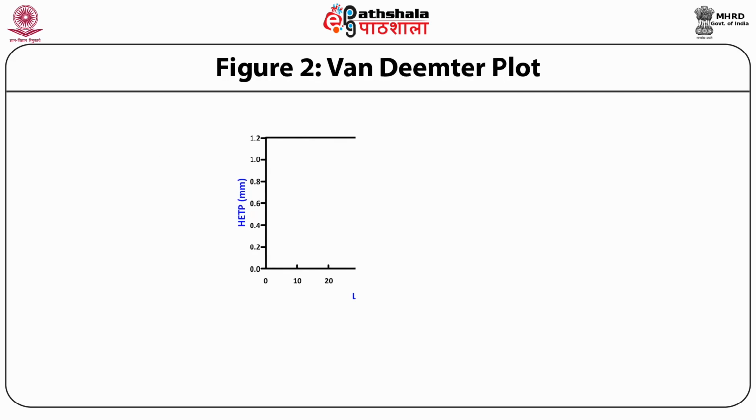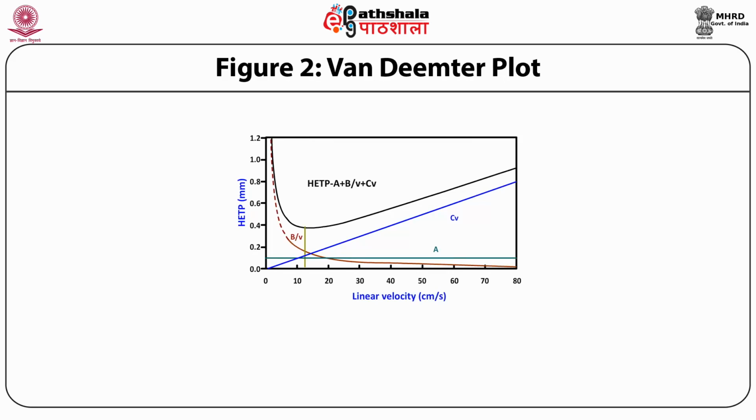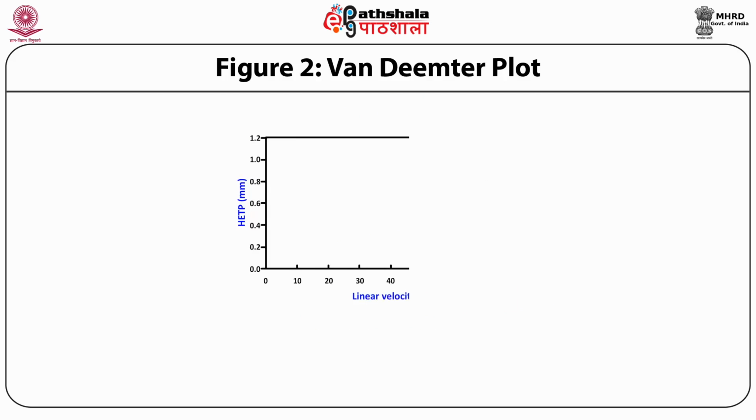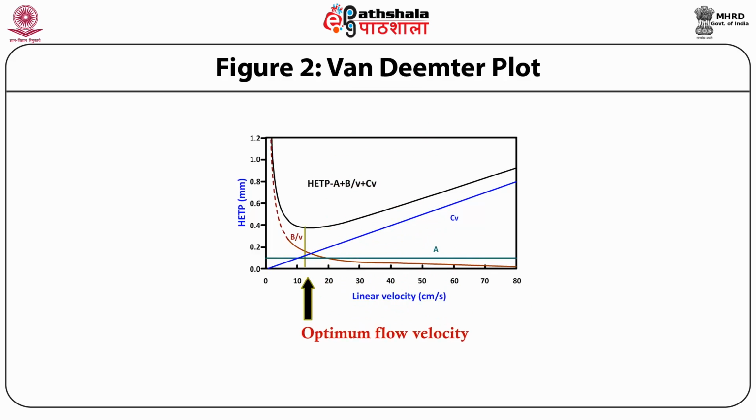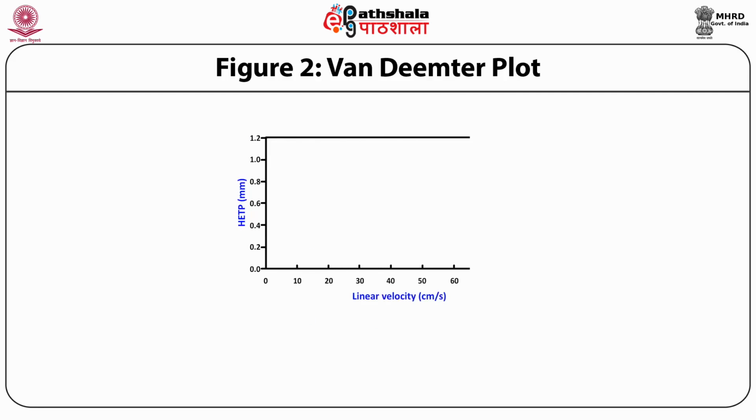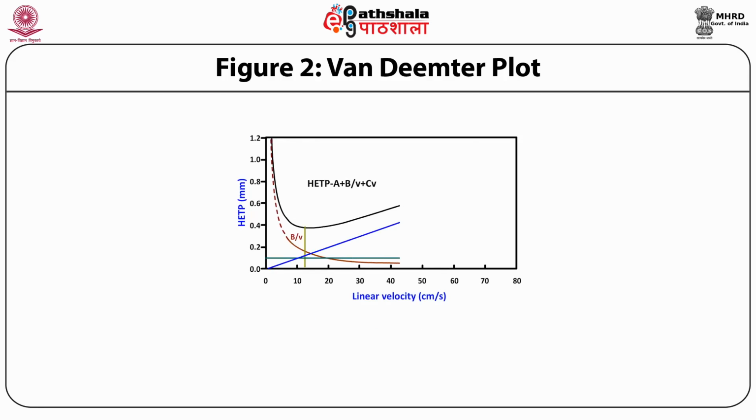The Van Deemter plot. Figure 2 is a typical Van Deemter plot which gives a graphical representation of changes in the three terms A, B, and C in the Van Deemter equation with respect to average linear velocity of the mobile phase. It can be seen from the graph that the term A, or eddy diffusion, does not vary a lot with flow velocity. The term B is contributed by the longitudinal diffusion of the analyte due to the concentration gradients existing in the column.